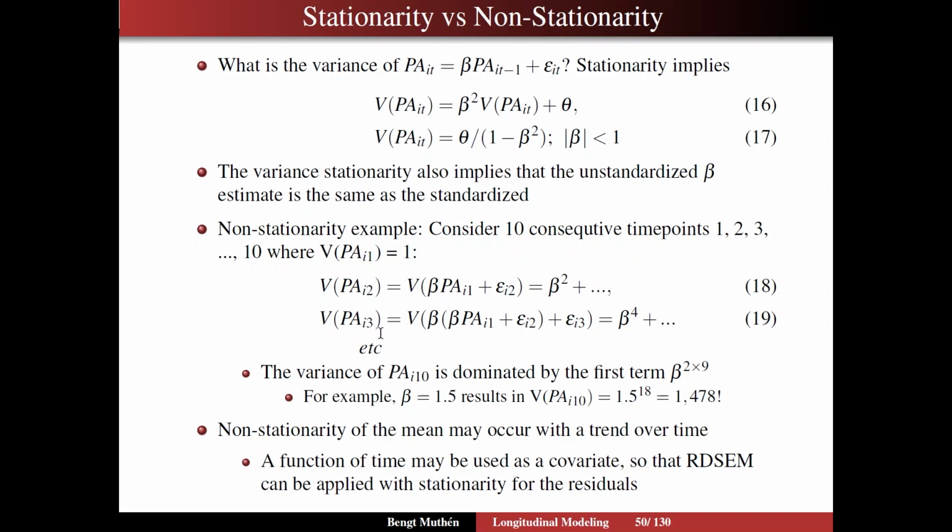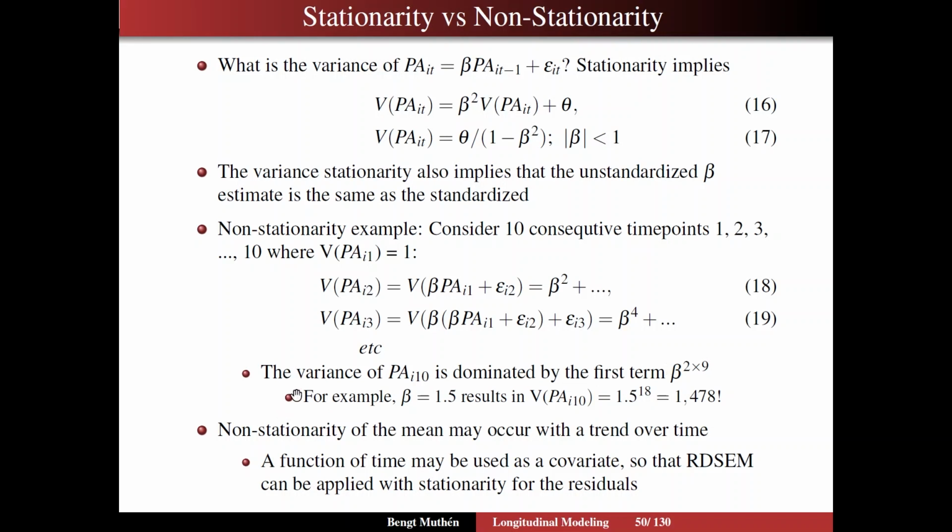Same thing for the third time point. Then we take the expression here, the variance of that, which is PA at time point 2, where we multiply that by beta and add a residual for time point 3, and then we get beta squared, and the variance of beta squared is beta to the power of 4, where the rest will be even smaller relative to this term, etc. So the variance of the 10th time point is totally dominated by the first term, beta 2, beta 4, and here it is beta 2 times 9. So beta to the power of 18.